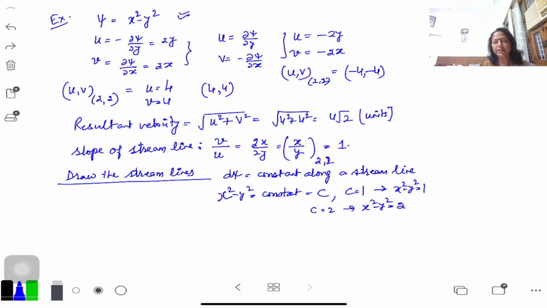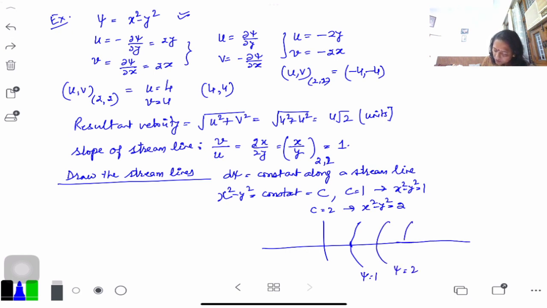And initially I said that streamlines are parallel to each other. So what type of streamlines do I get? Suppose this is for psi is equal to 1. This will be for psi is equal to 2. This will be for psi is equal to 3. So these types of streamlines will be sketched. Right? So this is how to draw streamlines.